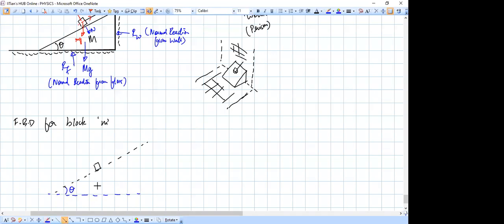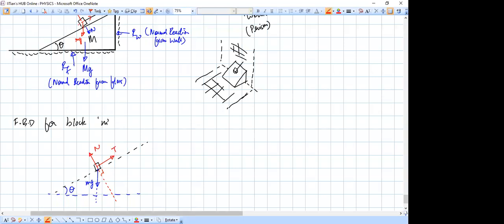So it's vertically downwards is its weight. In this direction is the normal reaction, and this sort of direction is the tension.